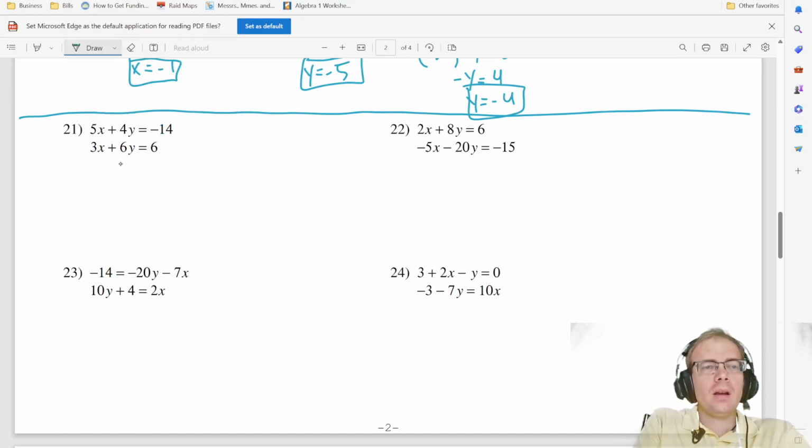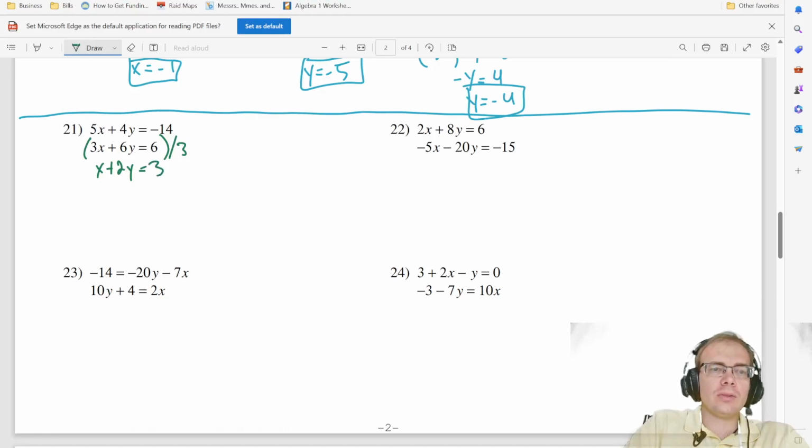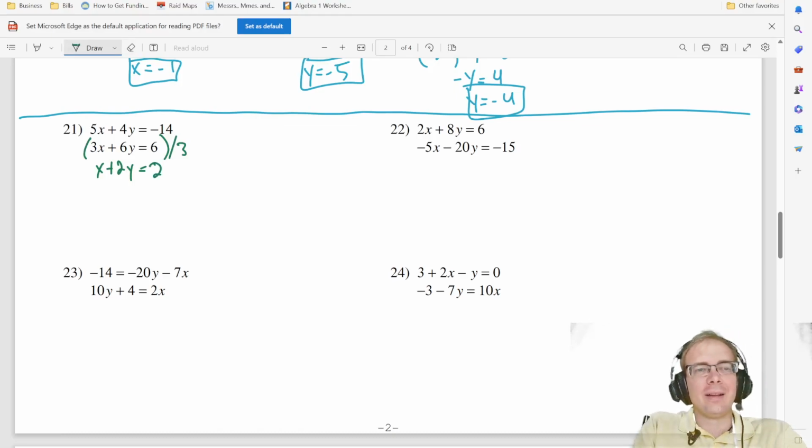Okay. Looks like we can divide by 3. So let's do that. Let's divide by 3. So then that's going to be x plus 2y equals 3. Or, sorry, equals 2. Tried to control Z that, and it does not work. There we go. And then I can times that by, let's see, negative 2. Yeah, and then my y's will cancel.